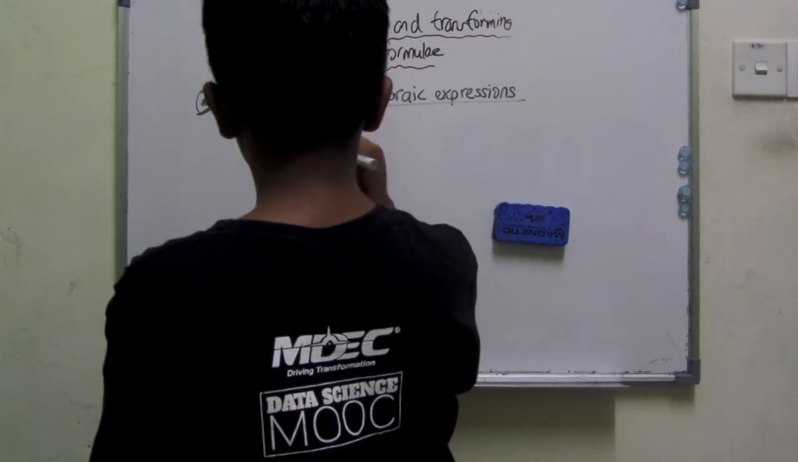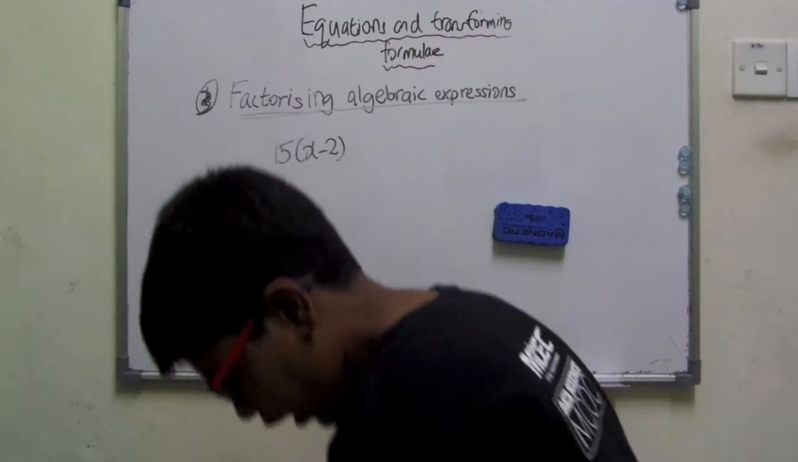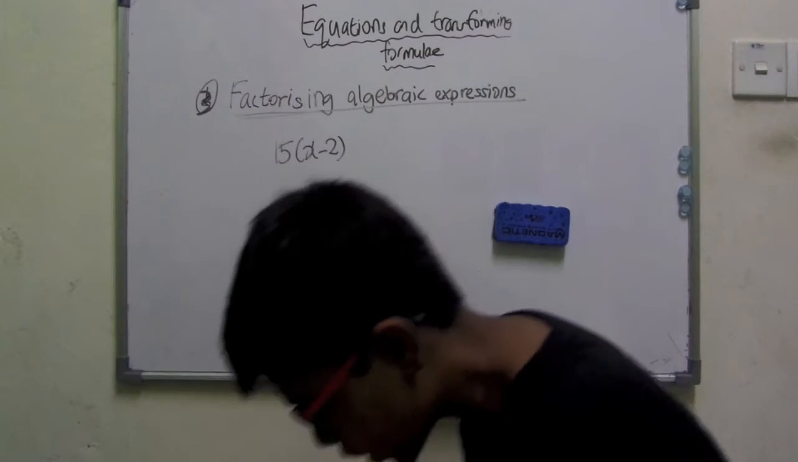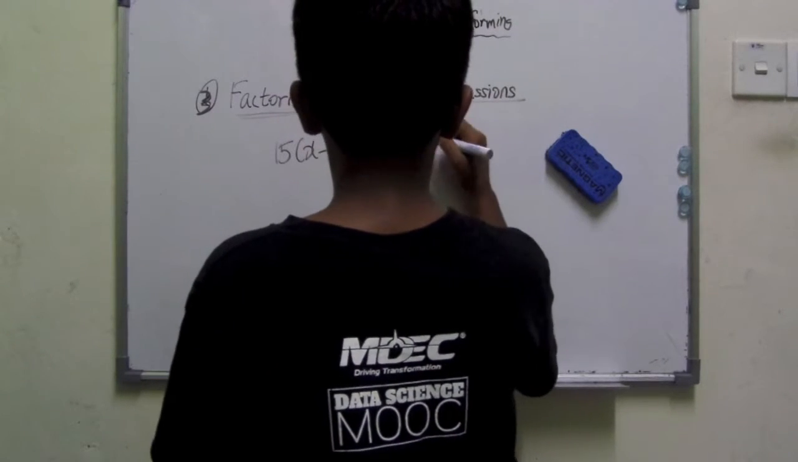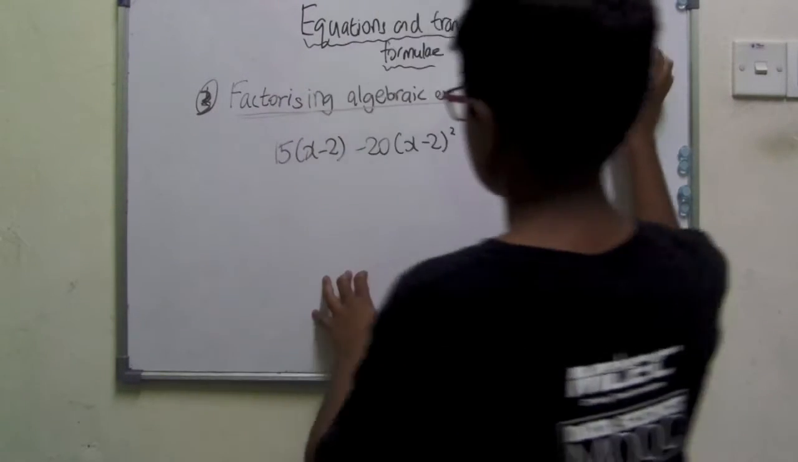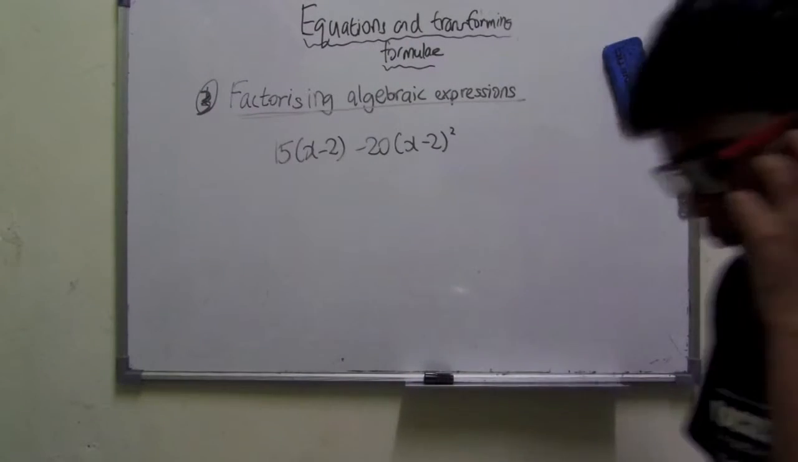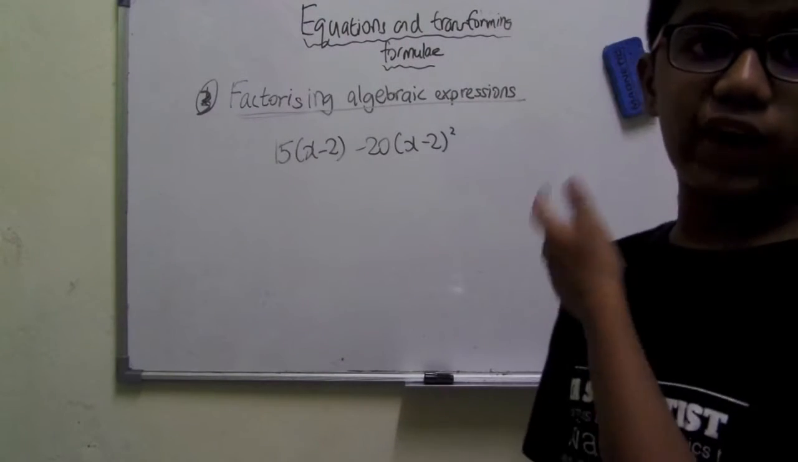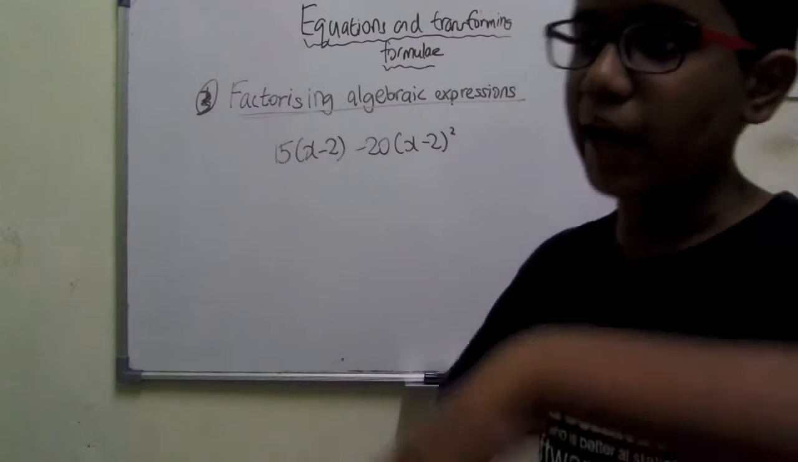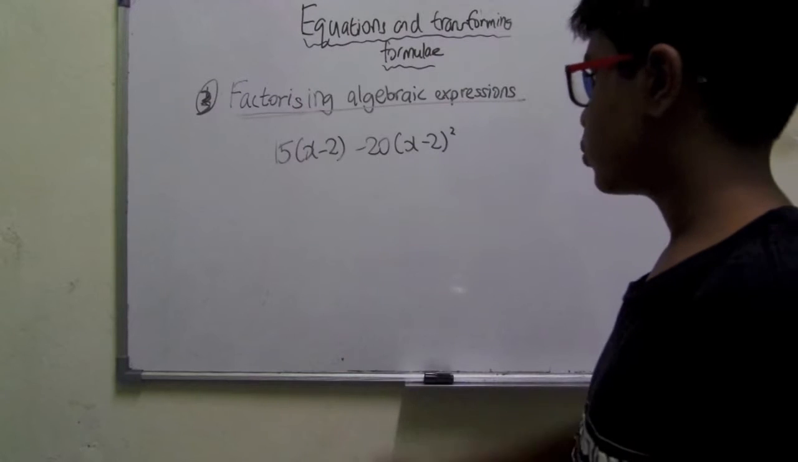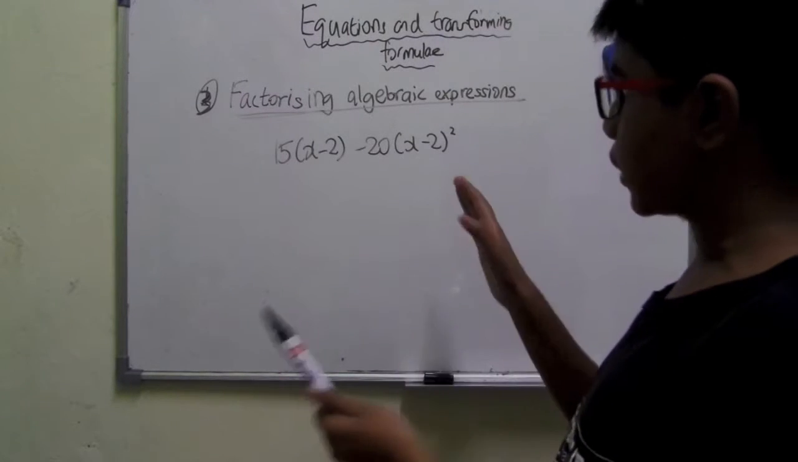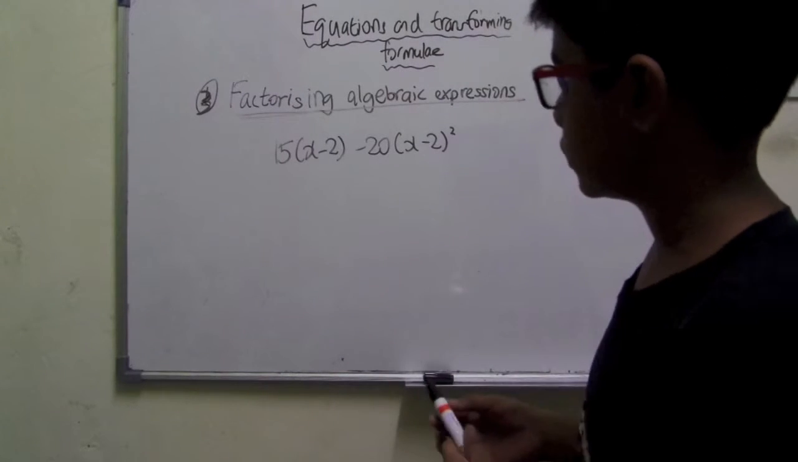15(x minus 2), and we have minus 20(x minus 2) whole square. Now that is something a bit more challenging. Now how are you going to factorize something that already has brackets? Okay, factorizing is supposed to give you 2 expressions with brackets, but there are already brackets in this. How are we going to factorize this?